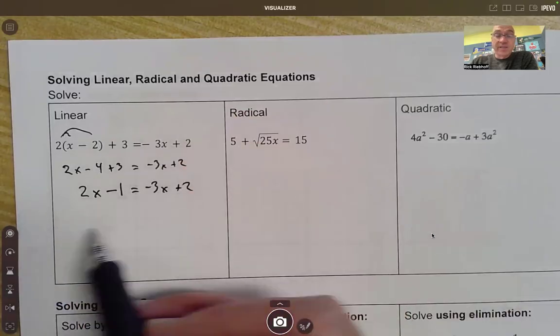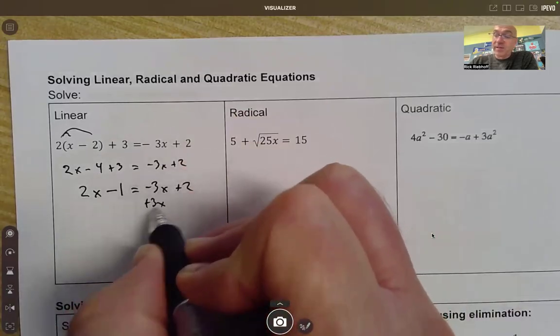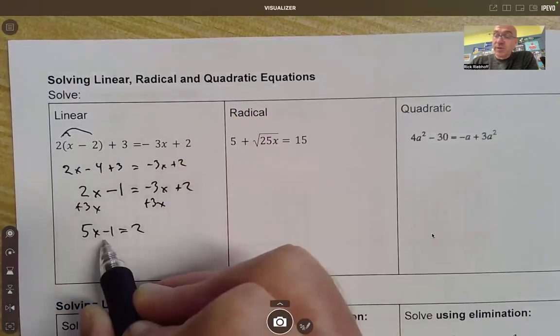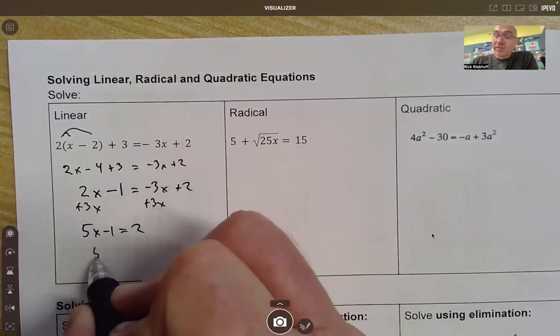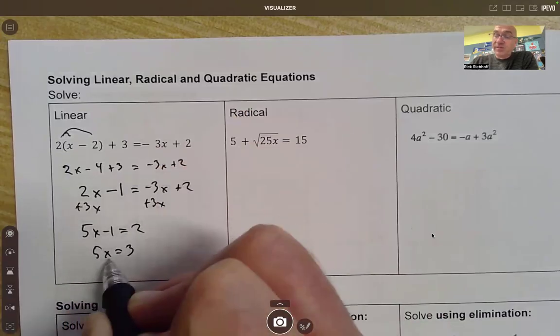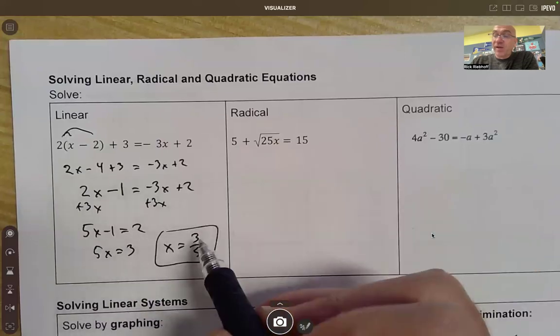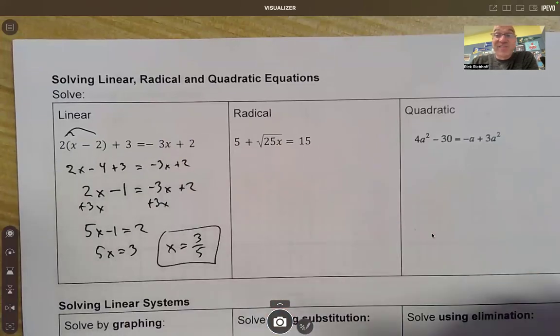Now I need to get all the x's on one side. So let's add 3x to both sides. 5x minus 1 equals 2. We're going to add 1 to both sides. So 5x equals 3. Divide both sides by 5, x equals 3/5. And if you have time, put it back in and see if it works.